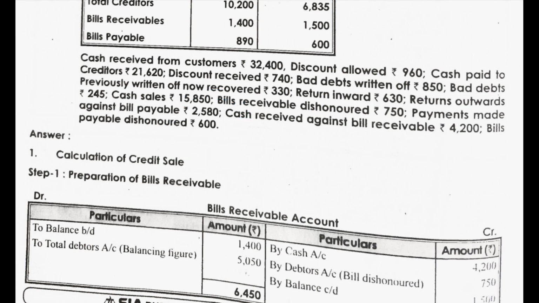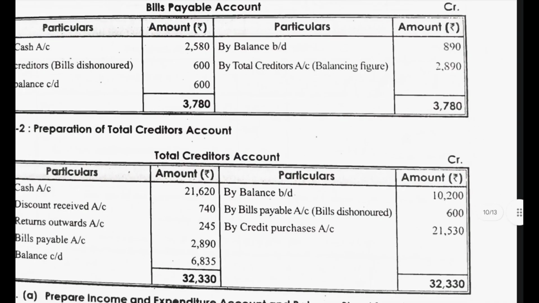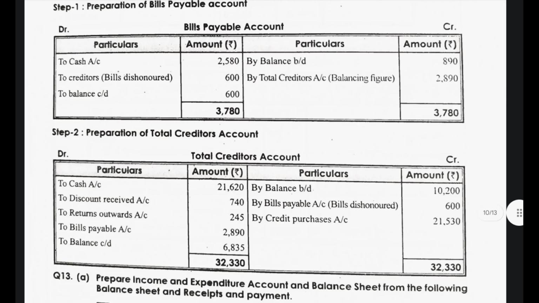two amounts. Now see here, bills payable account we are preparing, by balance brought down, to balance carried down. These two items we have taken, and two amounts just now I showed you, that we have to take on the debit side, to cash and dishonor to creditors.